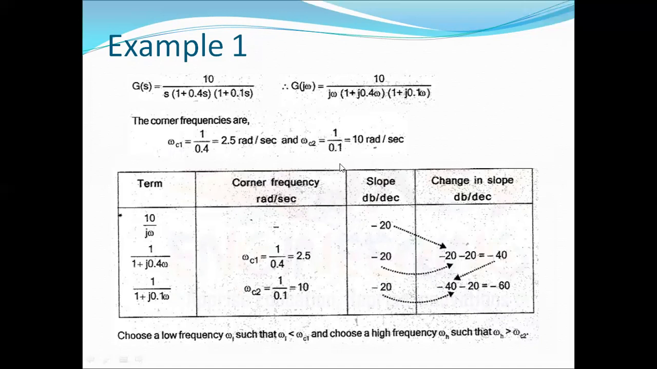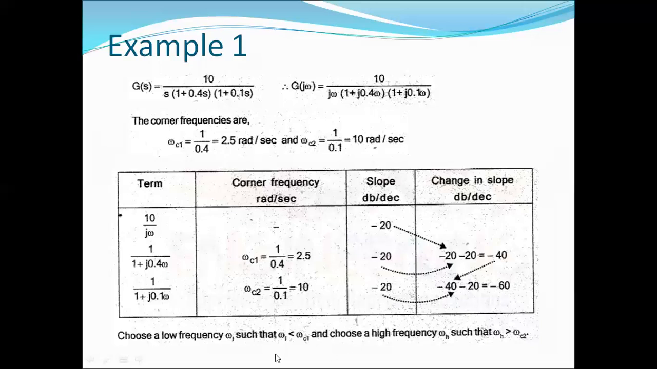per decade. From this point, the curve will continue with minus 40 decibel per decade. And the next corner frequency is 10 radian per second, the corresponding term is 1 divided by 1 plus j 0.1 omega. It contributes minus 20 decibel per decade. The previous slope is minus 40, so adding this current slope to the previous slope, you will get the change in slope as minus 60 decibel per decade.